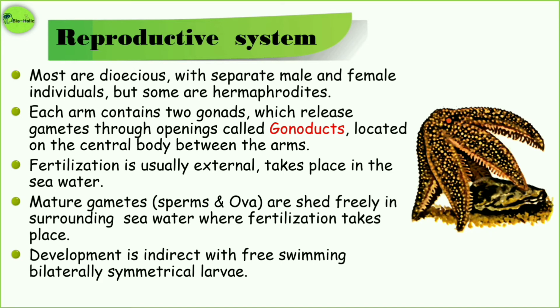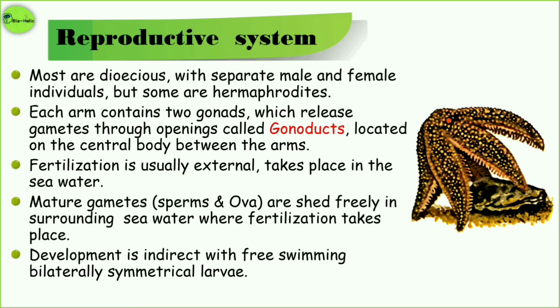Now each arm contains 2 gonads which release gametes, sperms and ova, through openings called gonoducts, which are located on the central body between their arms. And their fertilization is external because it takes place in the seawater. Their mature gametes are shed freely in the surrounding seawater where the fertilization takes place.